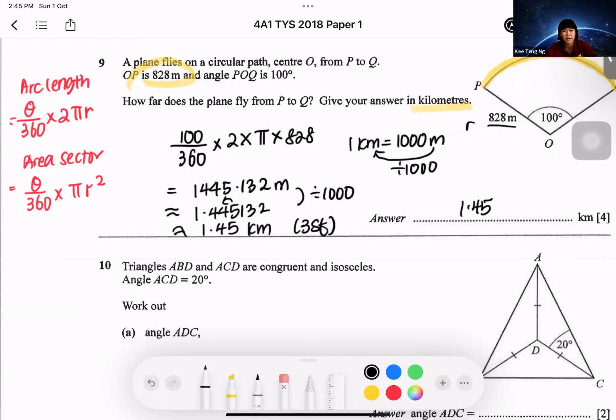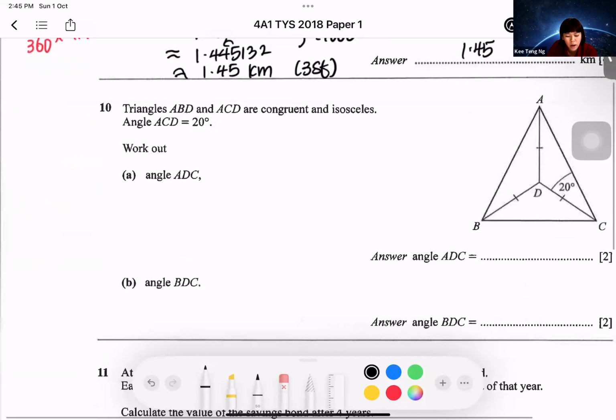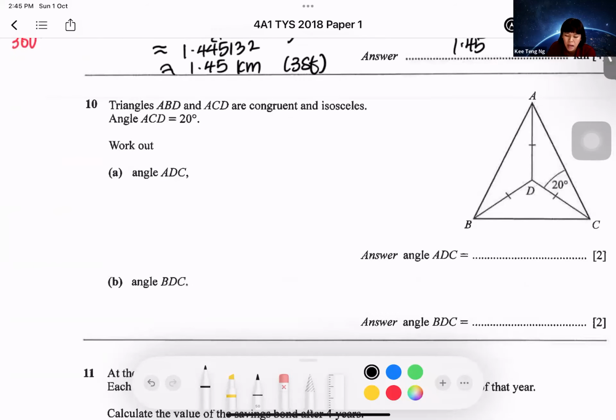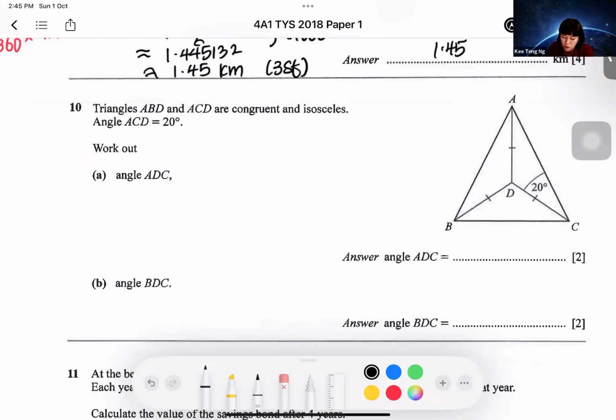Have you gotten the concept? Next question, triangles ABC and ACD are congruent and isosceles. Congruent meaning same shape, same size, all the angles and all the lengths are the same. Let's match a little bit. ABD, congruent to triangle ABD. A with A, this one, they are equal. So angle A with angle A. Angle B with angle C.